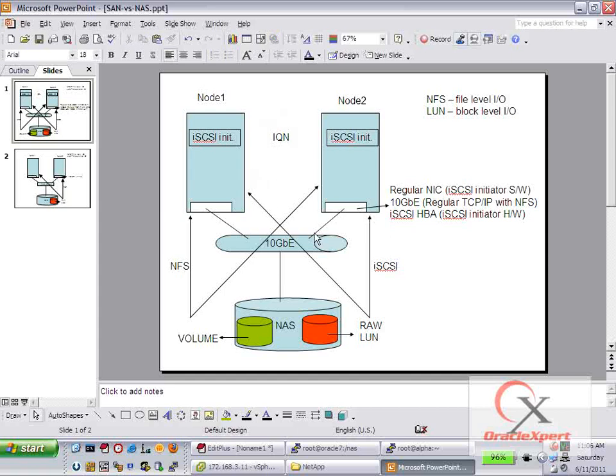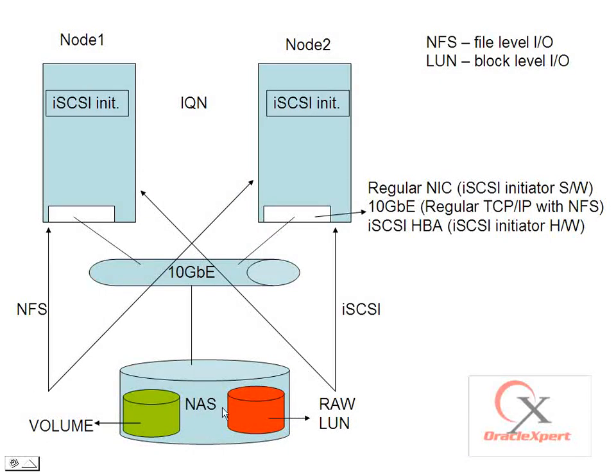A NIC regularly has a MAC address. So an initiator also has to have some address. That address is called the IQN number. So what we do while configuring, we go on to the storage. I will configure a raw LUN. Now this raw LUN needs to be mapped to the target server. So the target server must have its own identity. That identity is nothing but the IQN number.